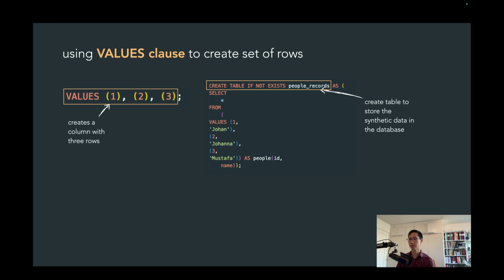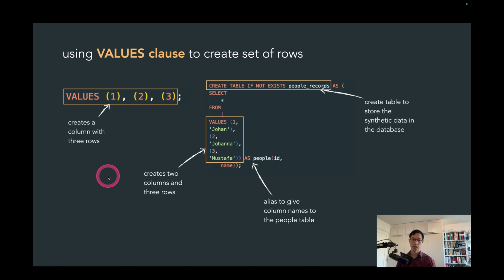So we create the table to store the synthetic data in the database. Synthetic data is basically data which you create, right? So it's not real data. Here we do select star from, and we choose the values. Here we have 1, that is Yuri, 2, that is Johanna, 3, that is Mustafa. So these are the people, and we have ID, name, right? So we create 2 columns and 3 rows. And the alias is to give column names to the people table. So we create a people table, right?